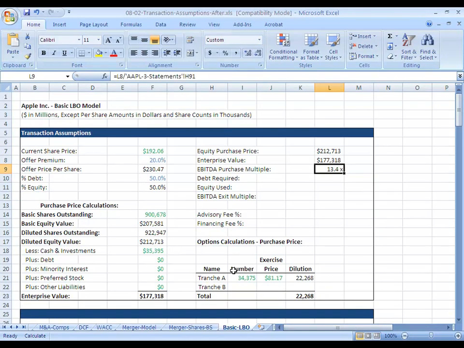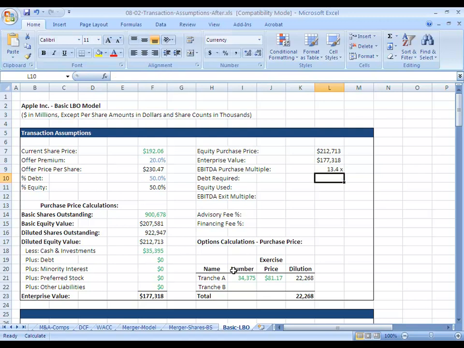This is relatively high for a leveraged buyout. Often with these types of deals, you see a multiple between 5 and 10 times, but we are dealing with Apple here. They're already trading at a pretty high level, and they're definitely one of the most hyped companies. So it's not unusual that we would see an EBITDA multiple in this range for this type of transaction.